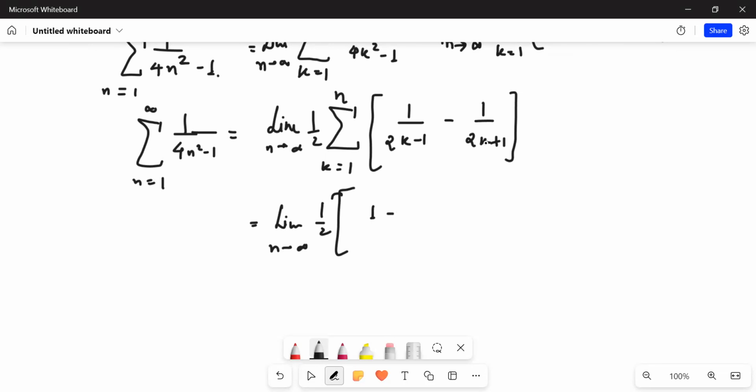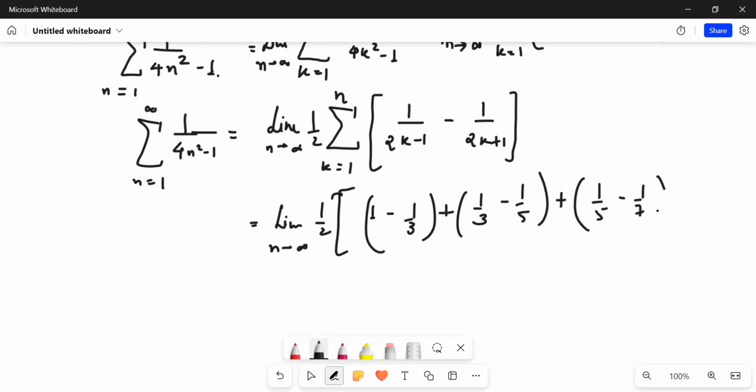Place 1 here, so this would be 1 minus 1 by 3. Place 2 here, it would be 1 by 3 minus 1 by 5. Place 3 here, it would be 1 by 5 minus 1 by 7. And so on, the last term would be 1 upon 2n minus 1 minus 1 upon 2n plus 1.